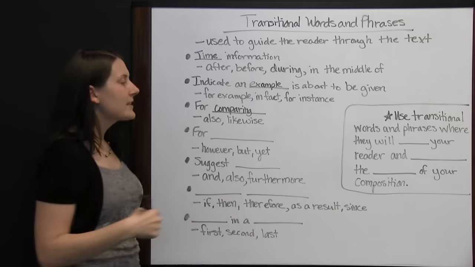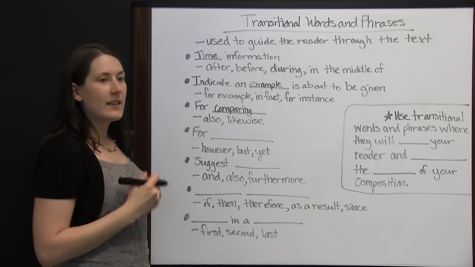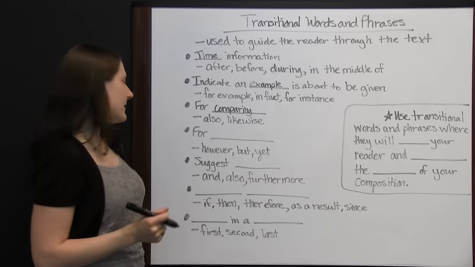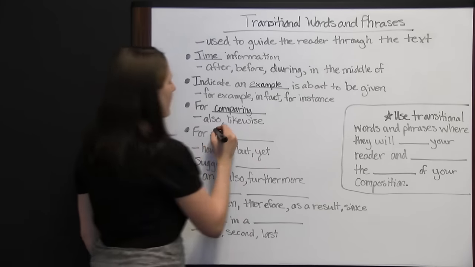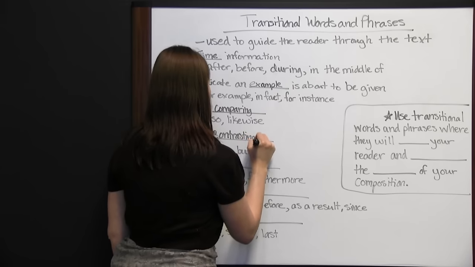Also, likewise. You're saying how two things are alike. This is also like this. Likewise, we can look at how dogs are good companions. You can also use them for contrasting, saying how two things are different.